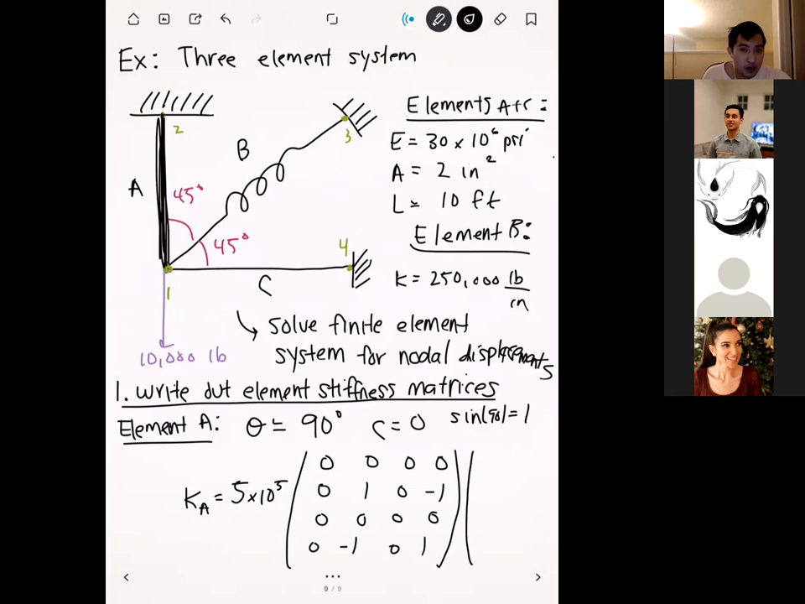And then equally as important to the values of the element stiffness matrix, we need to write out which nodal degrees of freedom they're acting on. And so since element A is bordering nodes 1 and 2, we need to fill in the solution vector to have 1 and 2 there.